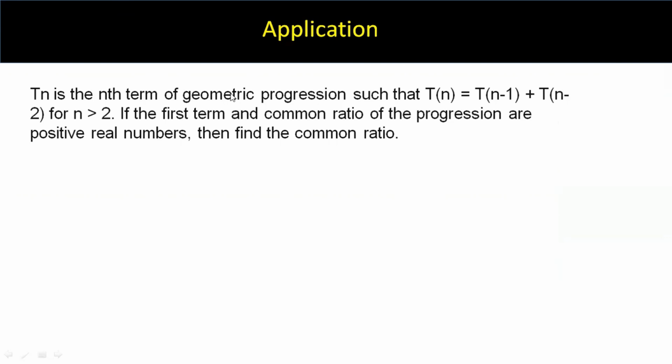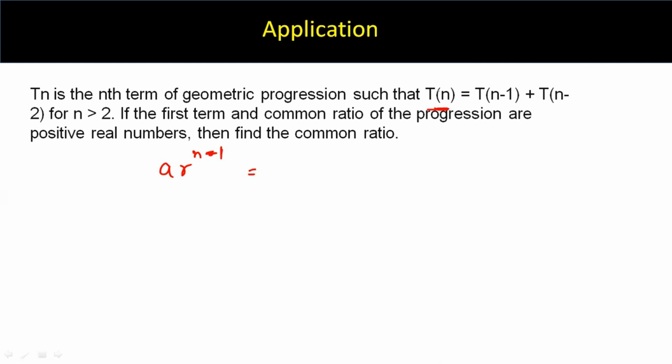I only received 2 responses. I think everyone should have been able to solve it. There is nothing much to do. Here n is greater than 2. So what will Tn be? You just have to keep on substituting the values. So Tn will be a into r to the power n minus 1. The n minus 1 goes on top, okay.